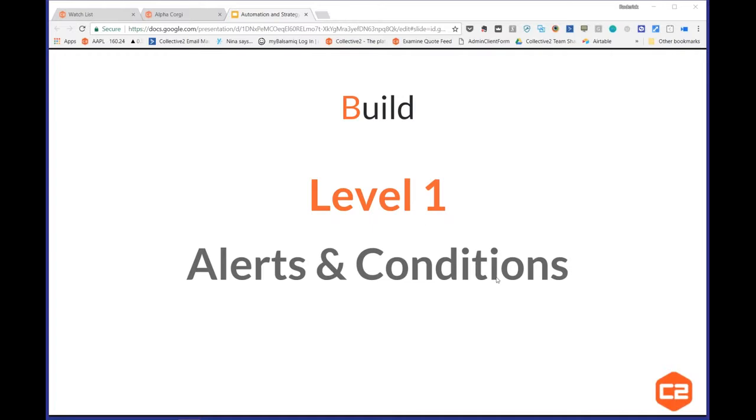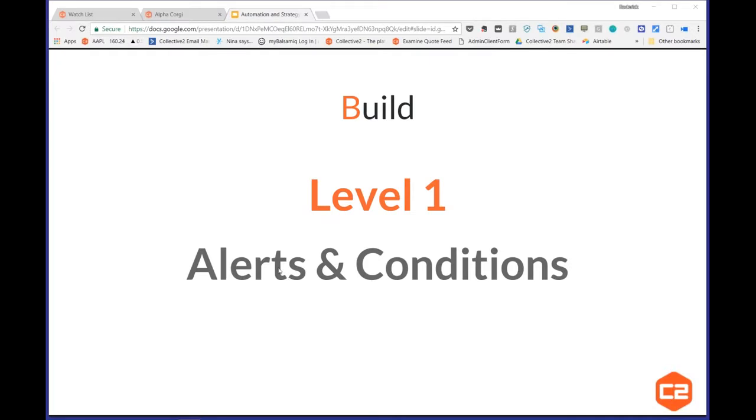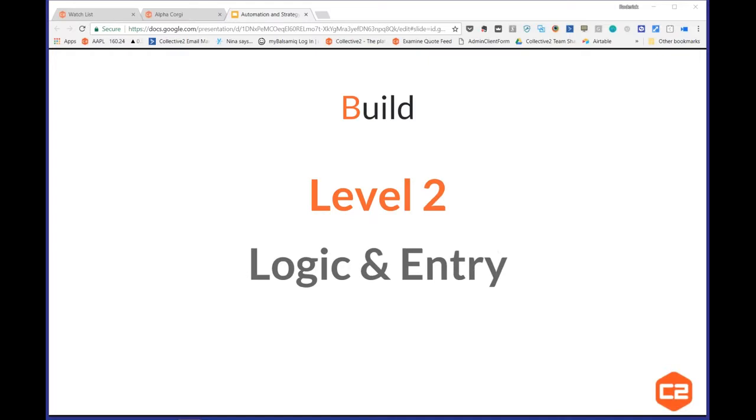And again, just to go back real quick, don't go to level 2 until you've already set up level 1. You've had level 1 running. You've identified what you want to do. You've come up with some if-then statements where you can put together alerts and conditions. And at that point, once you have the alerts and conditions running for a while, you can move on to level 2, where you look to take those alerts and conditions and turn them into logic and entry.